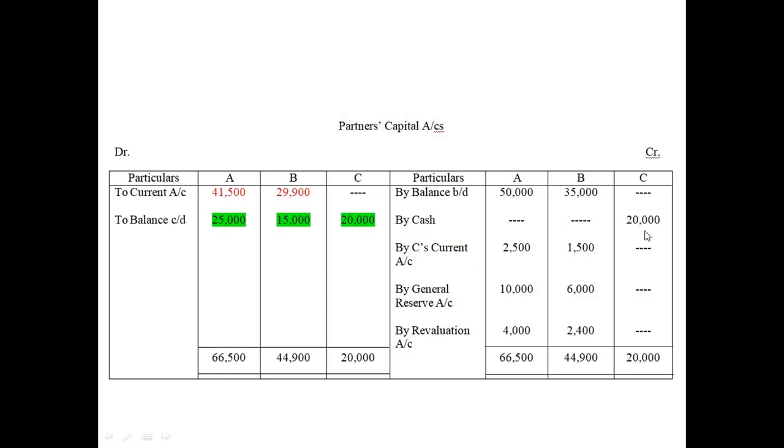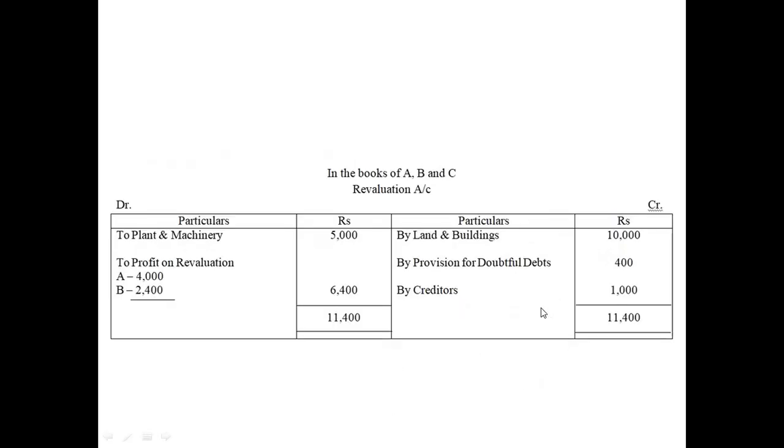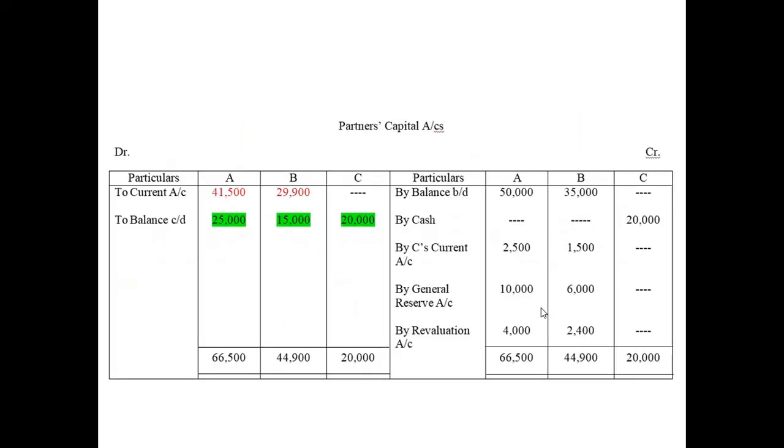In this question, nowhere is it mentioned that C is bringing in his share of goodwill, which means that C is unable to bring in his share of premium for goodwill. That is why we will write by C's current account here. The share of goodwill of C was 4,000, and this 4,000 will be shared between A and B as per their sacrificing ratio. That is why we have the amounts 2,500 and 1,500.